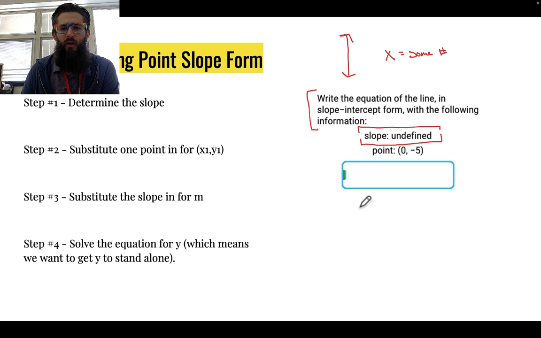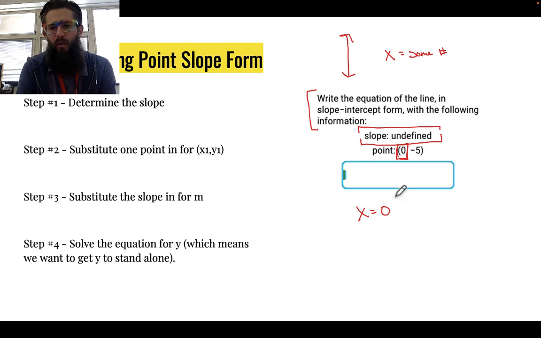So in this case, we know that x is equal to some number, and we identify that number by looking at the x-coordinate of the given point. In this particular given point, the x-coordinate is 0, so the equation for this line is x is equal to 0. If you don't believe me, jump over to Desmos.com, type in x is equal to 0, and then plot this point (0, negative 5), and you're going to see that it does in fact fall on that particular line.